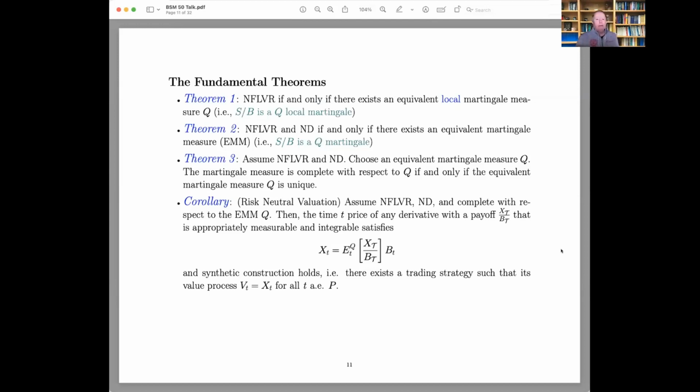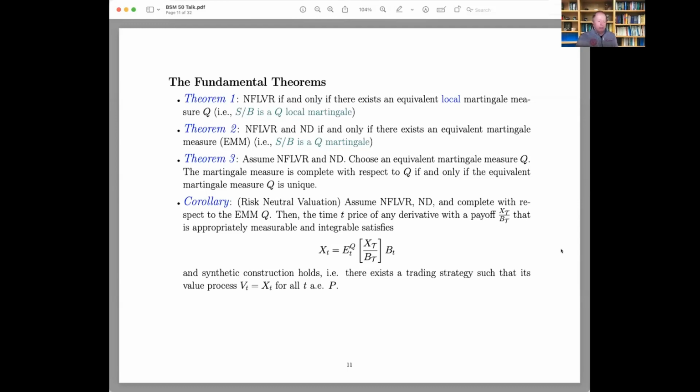Theorem 2, if you add the assumption of no dominance, then a market satisfies both NFLVR and no dominance if and only if there exists an equivalent martingale measure. All right, the distinction between local martingale and martingale is really characterized by the addition of no dominance to your market structure. And then for theorem 3, if we assume NFLVR and ND, choose an equivalent martingale measure Q. The market is complete with respect to Q if and only if the equivalent martingale measure is unique. All right, so you get uniqueness of a martingale measure when it exists, because we're assuming NFLVR and ND, if and only if it's unique.